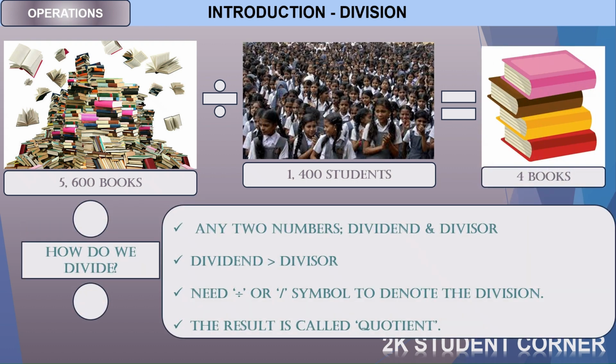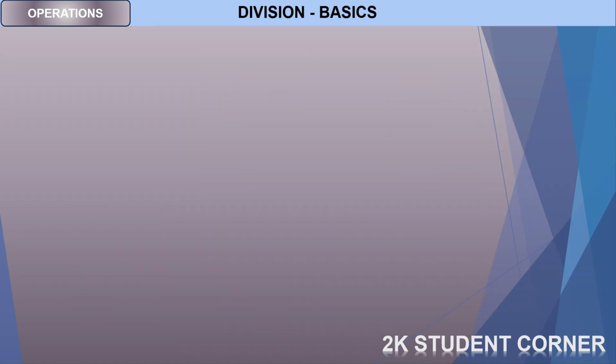So, how do we perform division? To perform division, we need 2 numbers, namely dividend and divisor. Dividend is what you are going to share. Divisor is how many shares. So, dividend should be greater than divisor. We need the division symbol or / to denote the operation. The result obtained from this operation is called quotient.